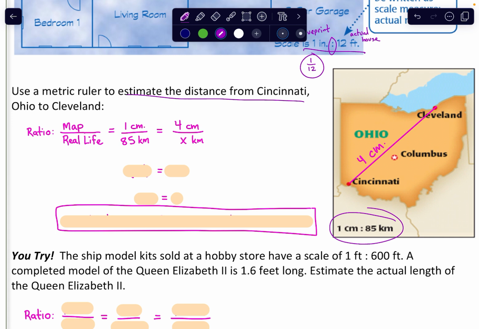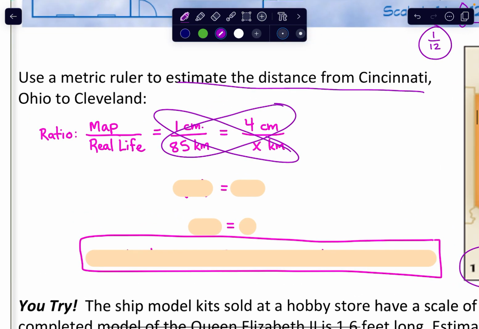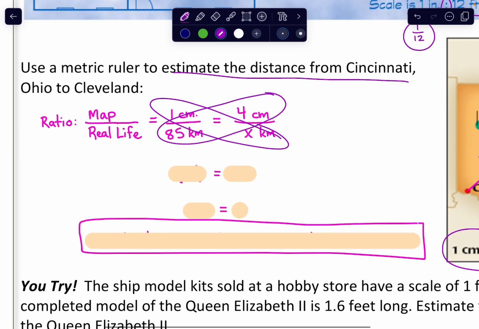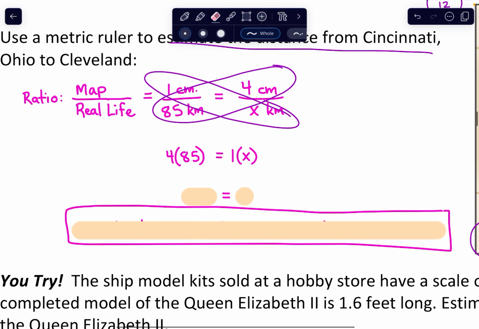Okay, if we look at our cross products, this video comes with sound effects. We've got 85 times 4 and 1 times x. So 1 times x is just x.